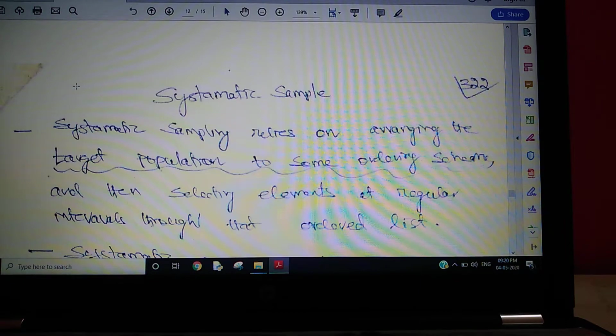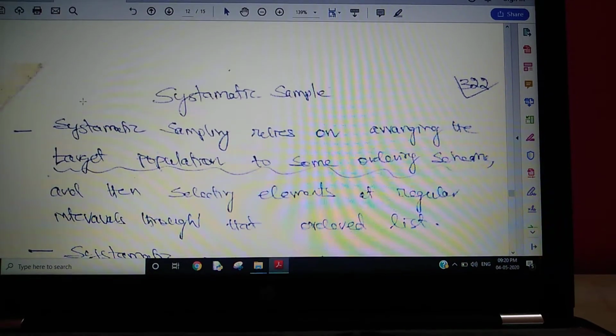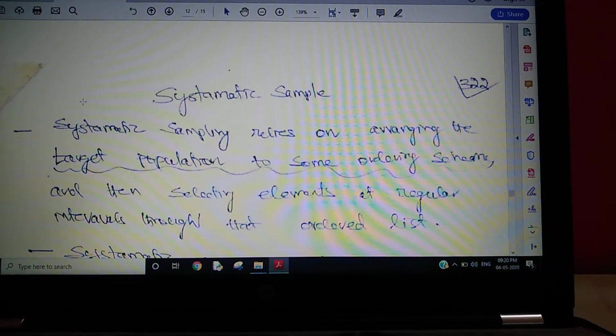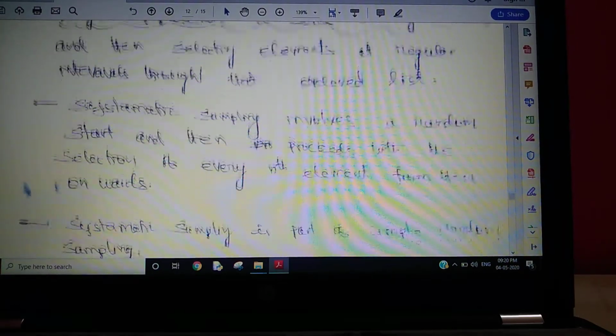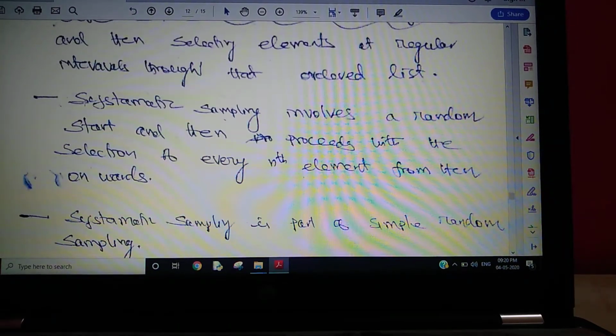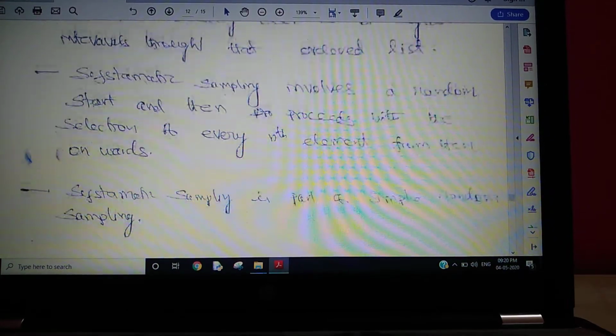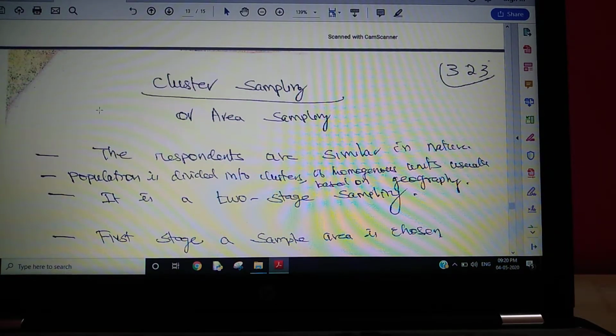Then systematic sampling relies on arranging the target population in some ordering system. It is nothing but a simple random sampling. Okay, so again it is arranged on a random basis, and from the 1st, 7th element, 1, 6 and 13 and 90, like that, in a systematic manner we have to select. This is part of the systematic sampling, random sampling.